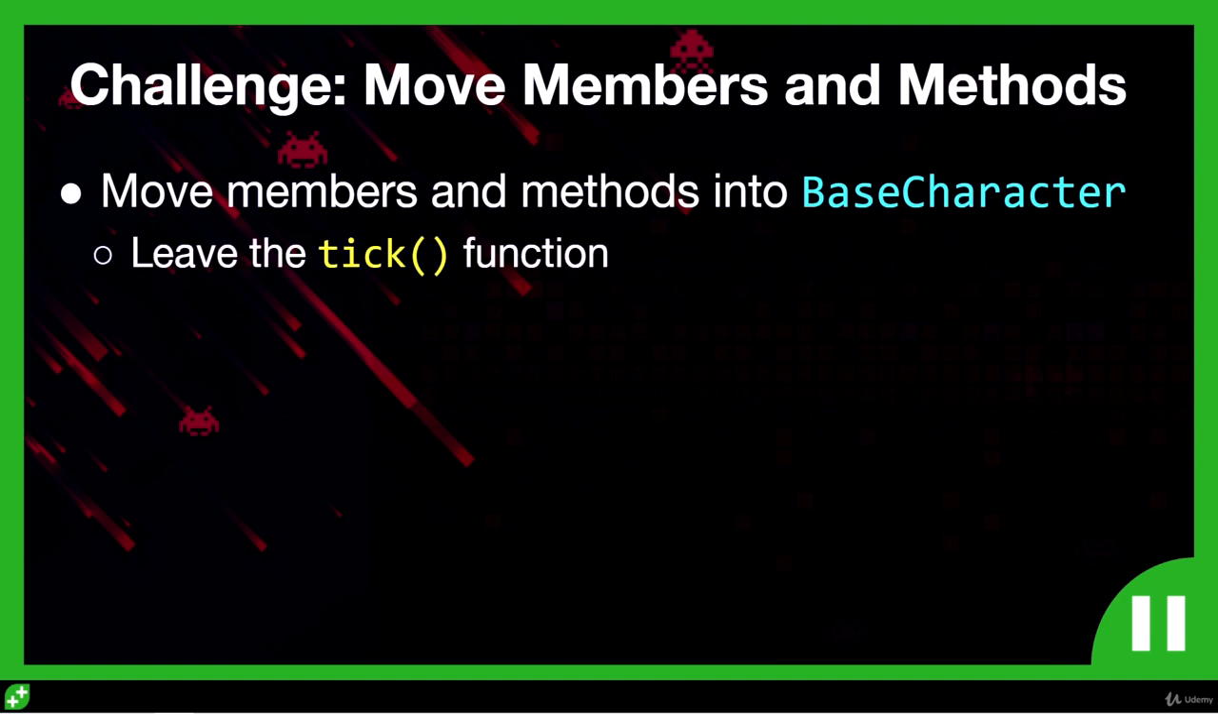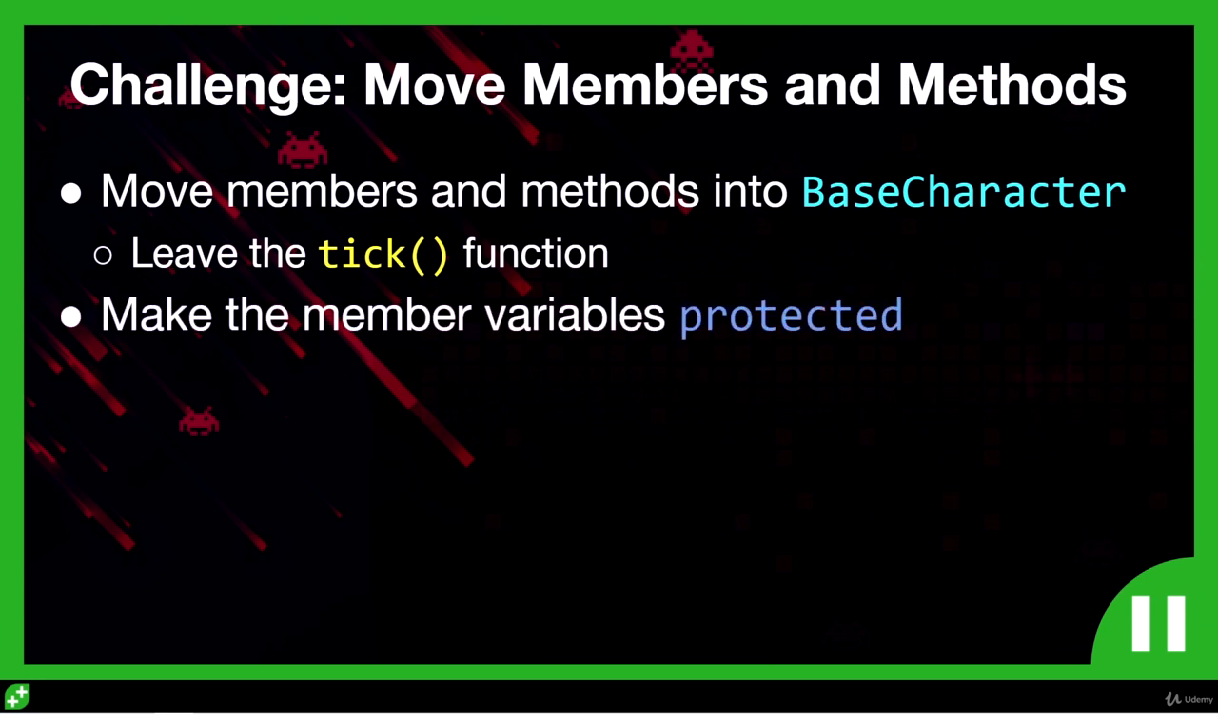What you're going to do is move the members and methods into base character. Go ahead and leave tick in character and enemy. We're going to do something else when it comes to tick, but everything else you can move into the base character class. Now, make the methods public, but make the member variables protected. This is because we want these variables to be accessible from the child classes character and enemy. We want them to be able to access those variables since they do so in their source files.